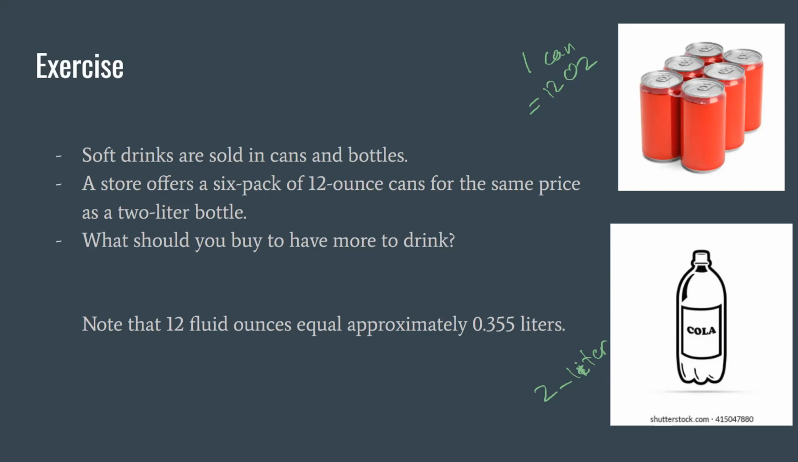So I will first of all convert the unit. 12 fluid ounces will be 0.3355 liters. After I convert the unit, I will do the multiplication. So this is the capacity of 1 can. So for the 6-pack, I will multiply this by 6.